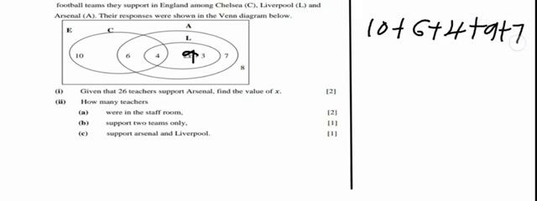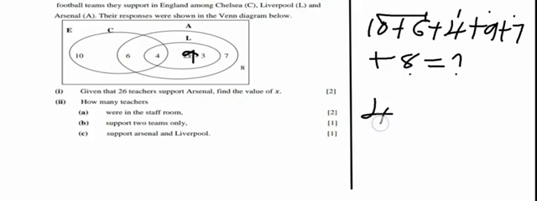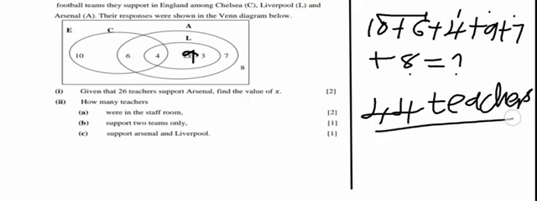So what I'm going to do here, I'm just going to say 10 plus 6 plus 4 plus 9 plus 7 plus 8 is equal to, we don't know. So when I add 10 plus 6 plus 4 plus 9 plus 7 plus 8, I'm just going to get 44. Then at the end, you're supposed to say 44 teachers. So this one here is our final answer.